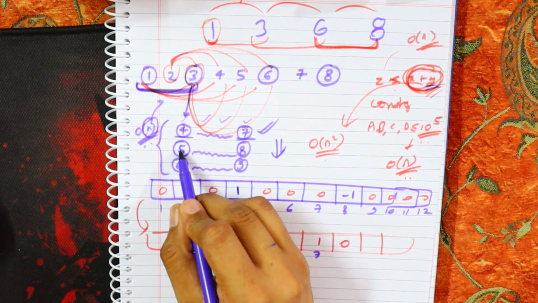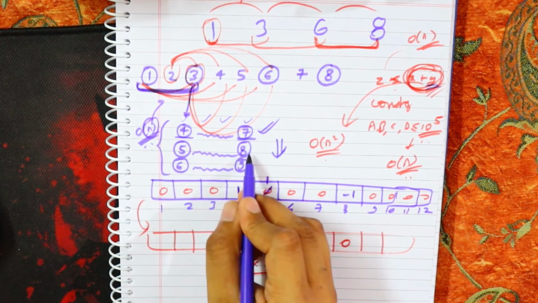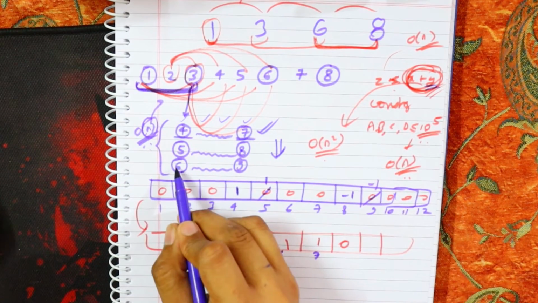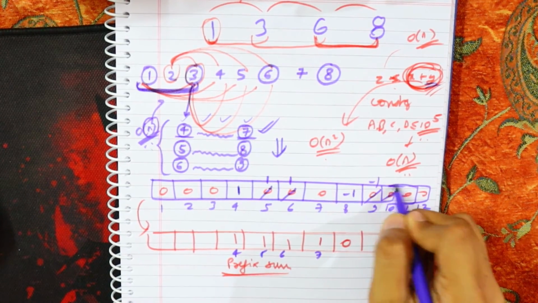So now for range 5 to 8, I will update it. For 8, I will update my index 9 with minus 1. For 6, I will update it. For 9, I will update my index 10 with minus 1.